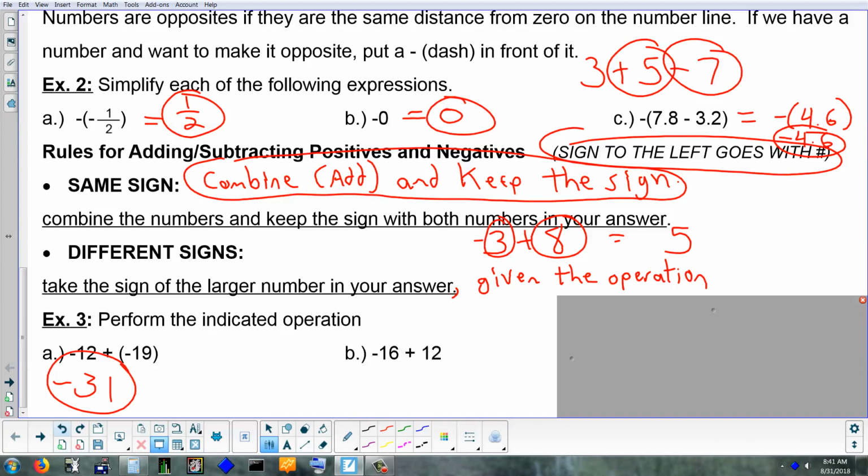How about Bethany? Do I have same sign or different sign? Different sign, right? Okay. So I'm going to ask you now, what sign will I take in my answer? Negative or positive? Why? Because if I ignore the signs, 16 is bigger than 12. So I got my negative sign there. 16 minus 12, which is what?